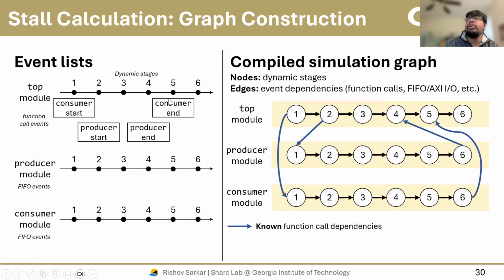And similarly for stage 5, we have the consumer end. So we draw something from the end of consumer to stage 5 of the top module.